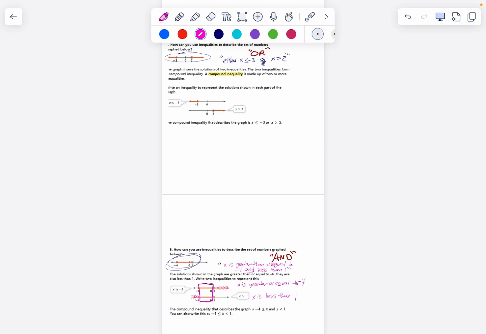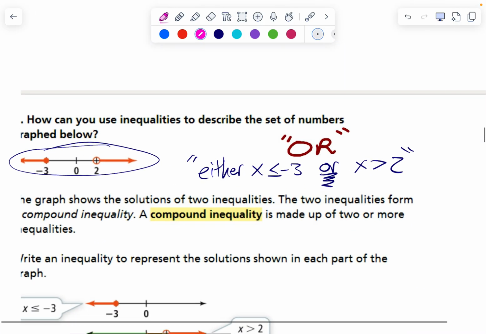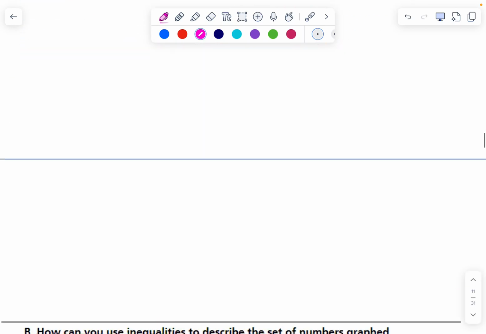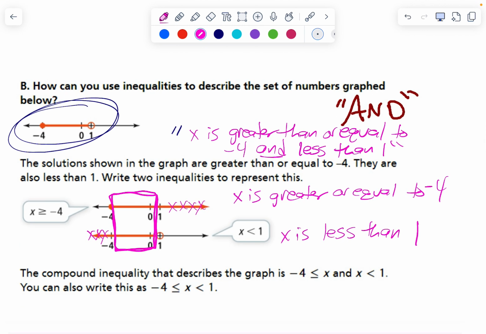Okay, so we had that word either. "And" is like a continuation, the same kind of loop. "Or" is separated, two different ones. "Or" is two separate pieces which go in alternate directions, and there are no numbers in between the two numbers that are equal to x. "And" is one conjoined piece, which connects two numbers, and everything in between is x.